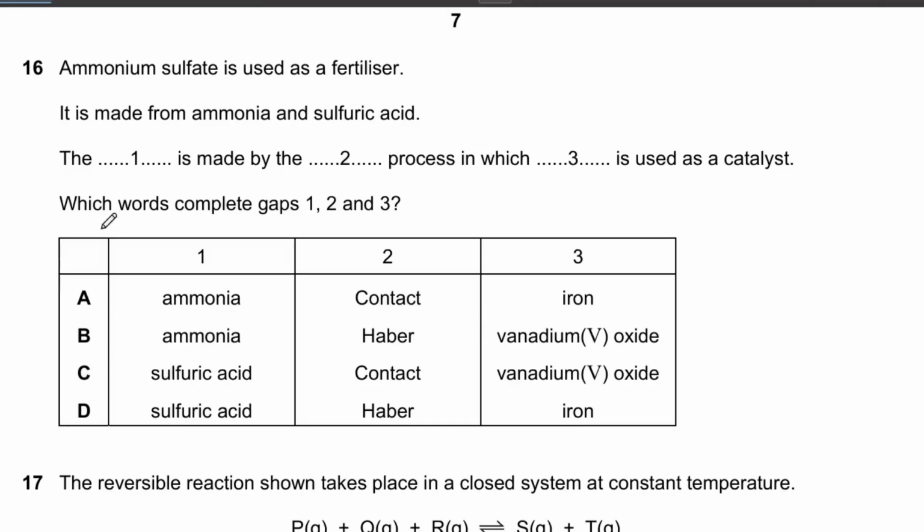So let's look at C. Sulfuric acid is made by contact process, in which vanadium 5 oxide is used as catalyst. That is correct. Our answer is C. D is also wrong. Sulfuric acid is made by contact process, not Haber process. So C is our answer.